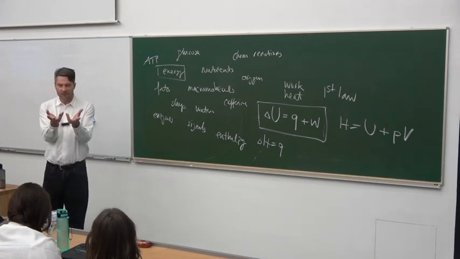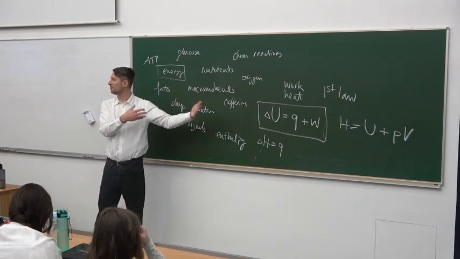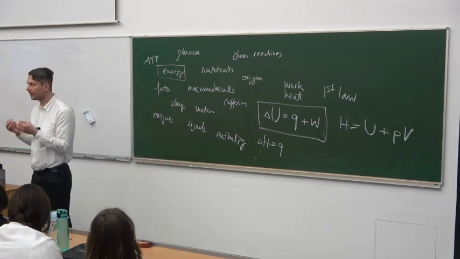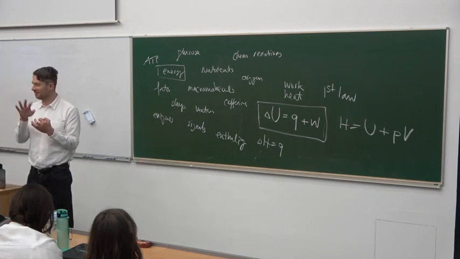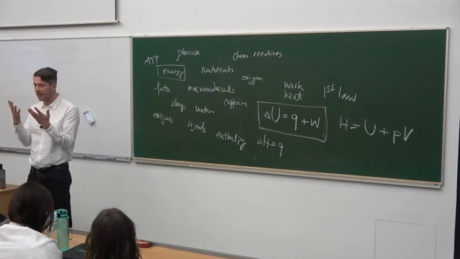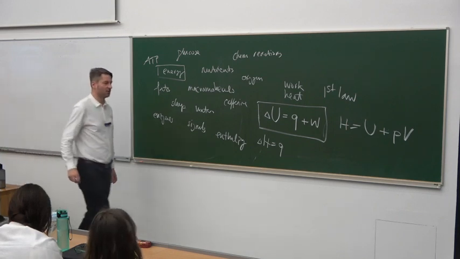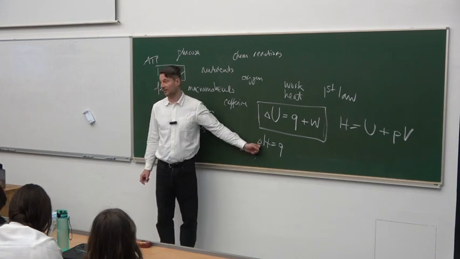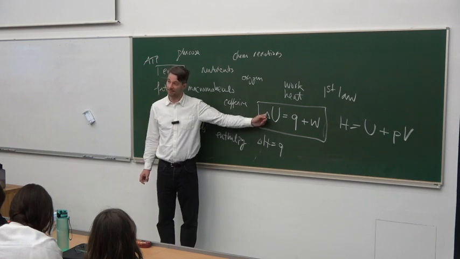Like, it's not really the amount of heat somewhere. It's just a sum of internal energy plus P times V. And you are asking yourselves, or me, why did they come up with a strange quantity? Well, the reason is that changes of enthalpy are much easier to measure than changes in internal energy.